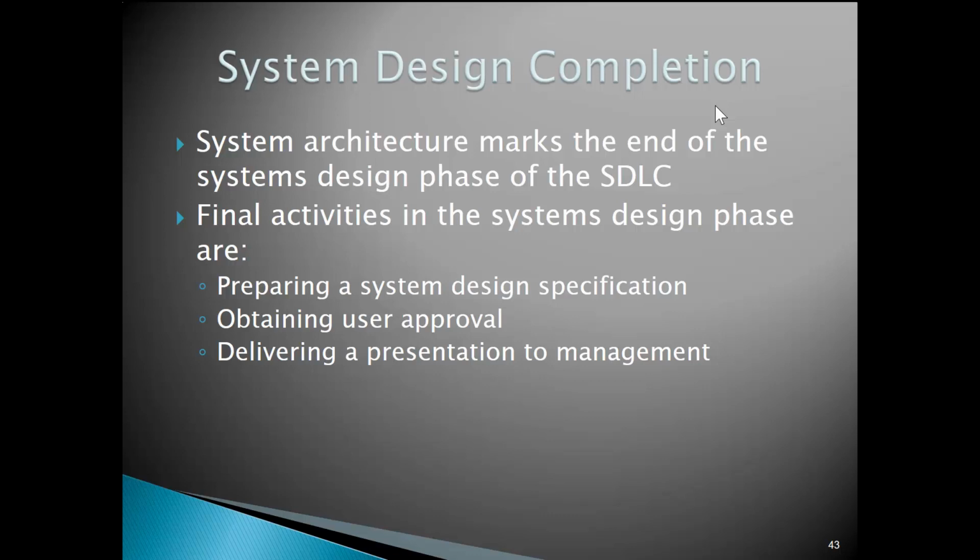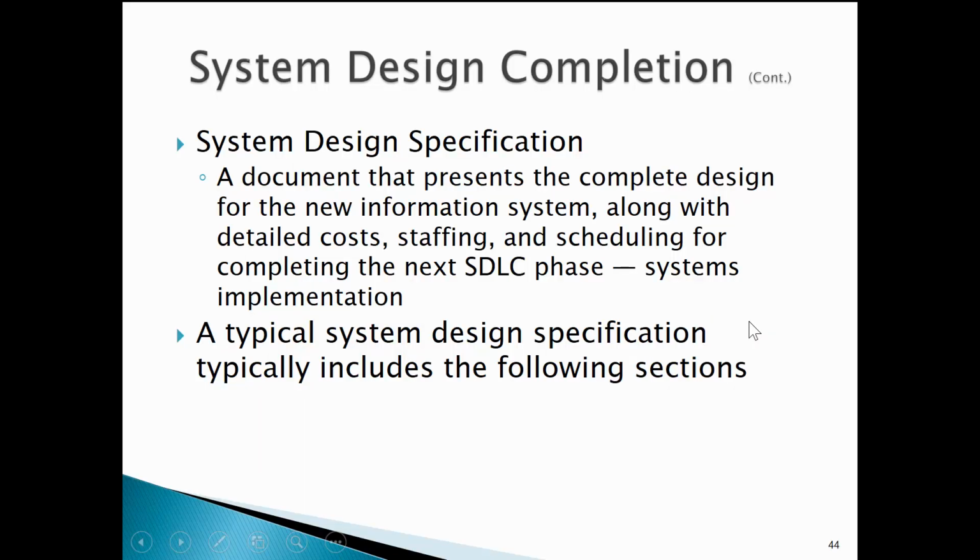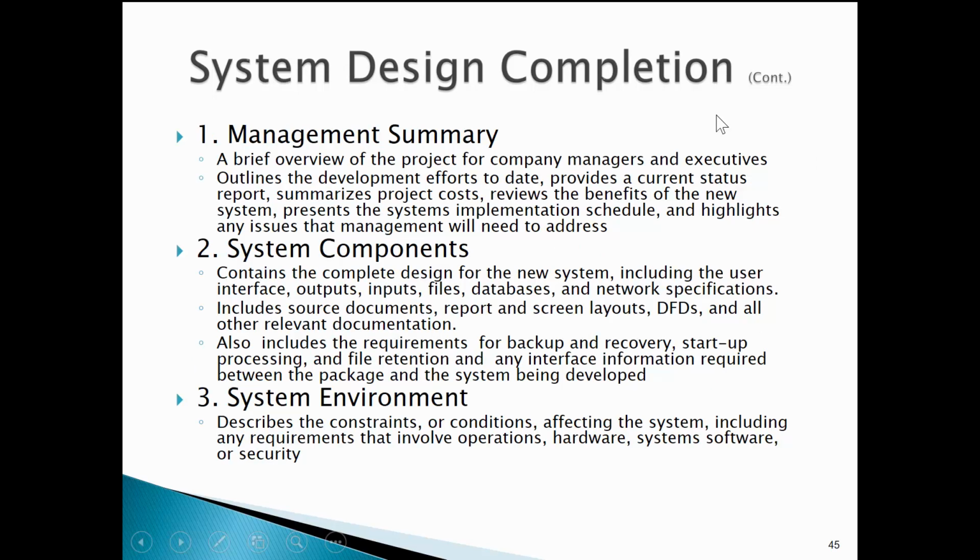So as we talk about completing system design, final activities, preparing a system design specification, obtaining user approval, delivering a presentation to management, we're ready to go. We know what the design specification is. It's part of the software development lifecycle. We've reached that end. We've talked to users. We've got their needs. We understand our architectural opportunities here. We understand what the business needs. At the end of the day, folks, like I said, this all comes down to the simple fact of building a system that's going to work for the company, that's going to produce efficiency, it's going to reduce cost, it's going to increase revenue, it's going to do something for the business.